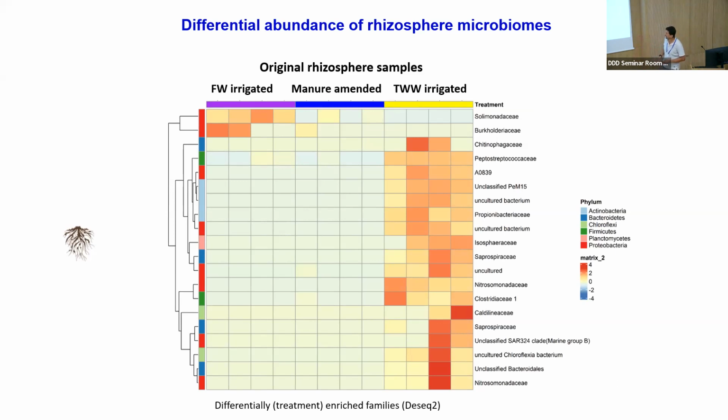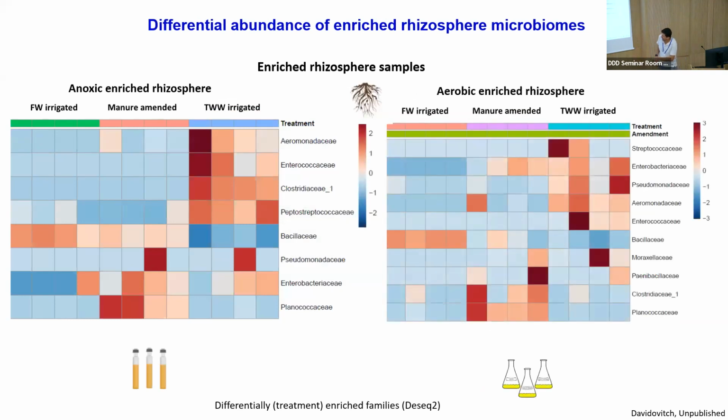But most of these enriched bacteria that we see when we do the direct analysis are environmentally relevant bacteria. On the other side, though, when we do the anoxic and oxic enrichment and we look at who the dominant bacteria are, again, similar to what we saw in Roberto's experiment, we see that the more dominant families in the freshwater irrigated samples are the Bacillaceae, so these gram-positive spore formers, whereas when we look at the treated wastewater irrigated enriched samples in the rhizosphere, we see Aeromonas, we see Enterococcus, we see Clostridia, and we see Enterobacteria.